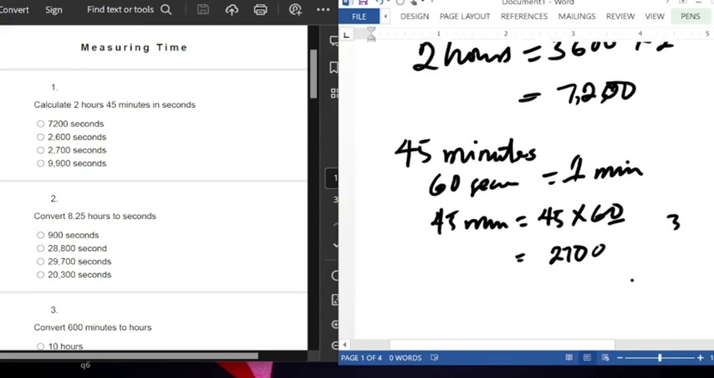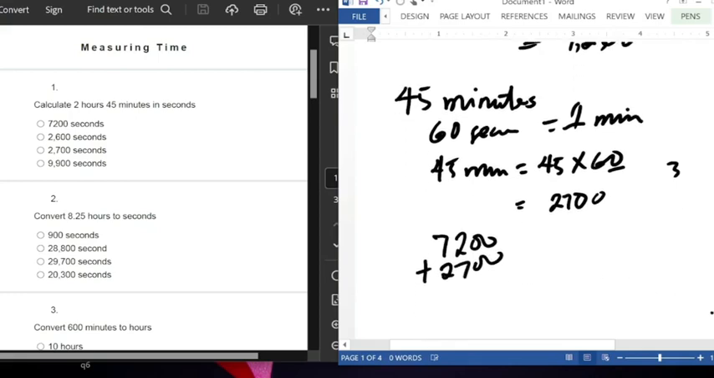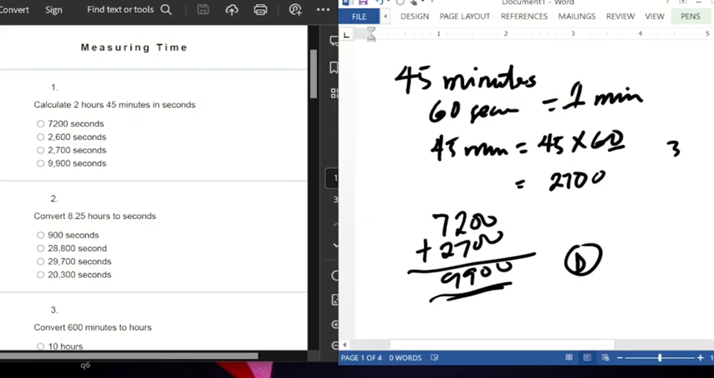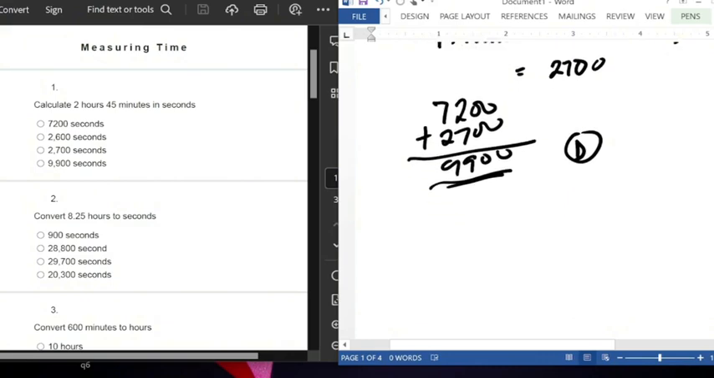So that will be added to 7,200. So 7,200 plus 2,700 gives us 9,900 seconds. So that is option D as we have it there. I hope this is clear. All right. Then we'll move to the second question.